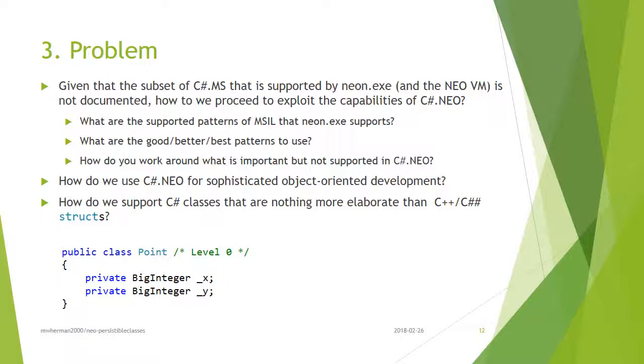The second major bullet there: how do we use C# and Neo for sophisticated object-oriented development? That is something that is not being visibly practiced in the community today. Also, how do we support C# classes beyond being nothing more elaborate than C++ or C# like structs? And that's about as far as you see classes being used today for smart contract work. So there's an example at the bottom.